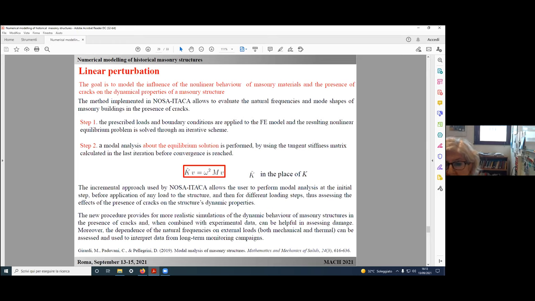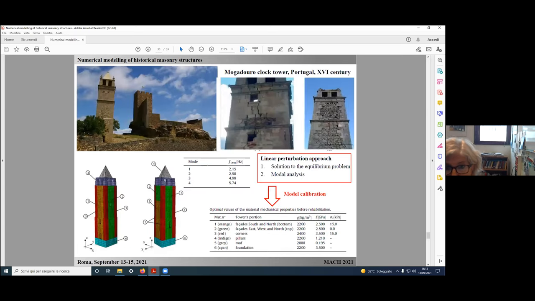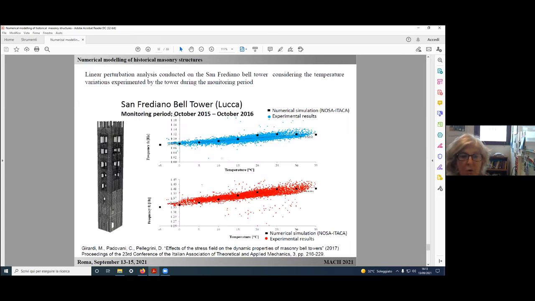We consider this eigenvalue problem in which the usual stiffness matrix employed for standard modal analysis is replaced by K tilde, which is the tangent stiffness matrix. So solving this problem, we calculate the frequencies of the structure in the presence of cracks. So just to show you an example, you can see here a perturbation analysis conducted on the San Frediano Bell Tower, considering the temperature variation experienced by the tower during the monitoring period.